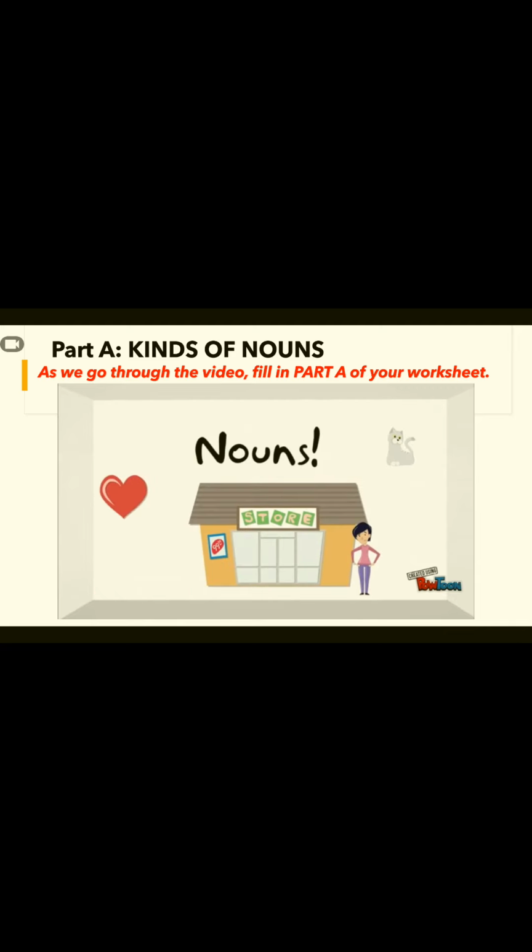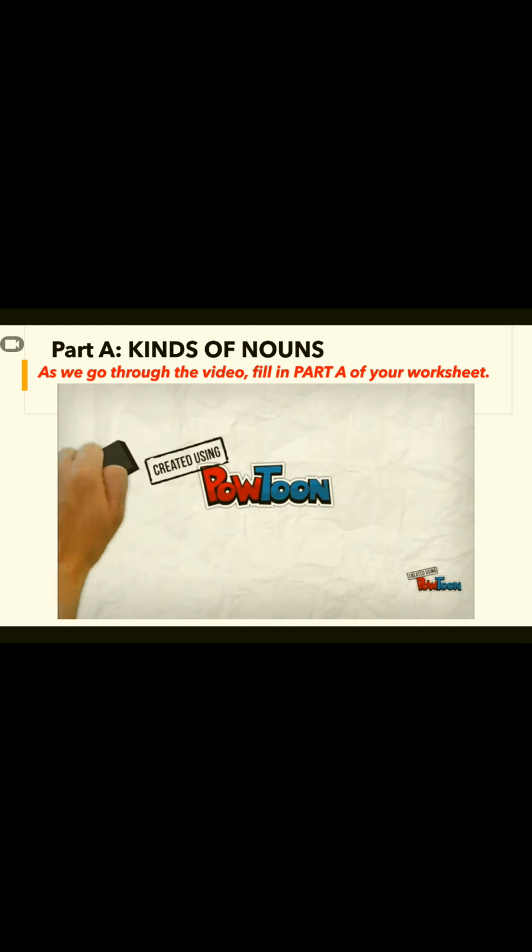Now, as you go through the video, fill in part A of your worksheet. If you find it too fast, pause the video and finish part A first before you move on. If not, we can move on. Now, after knowing different kinds of nouns, we're going to look at the common errors of students so that we can avoid them when we write and when we use nouns.